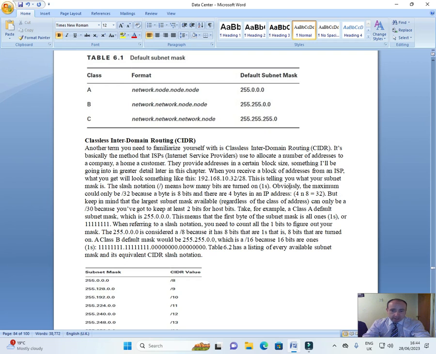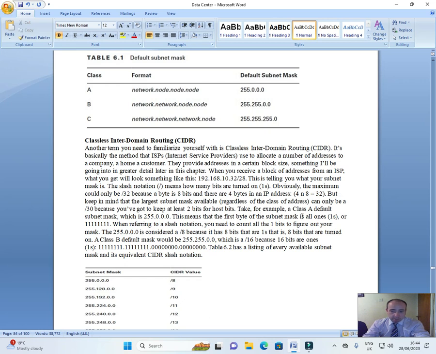192.168.10.32/28. This is telling you what your subnet mask is. The slash notation means how many bits are turned to ones. Obviously the maximum could be /32 because a byte is 8 bits and there are 4 bytes in an IP address. 4 times 8 equals 32. But keep in mind that the largest subnet mask available, regardless of the class of address, can only be /30 because you've got to keep at least 2 bits for host bits.